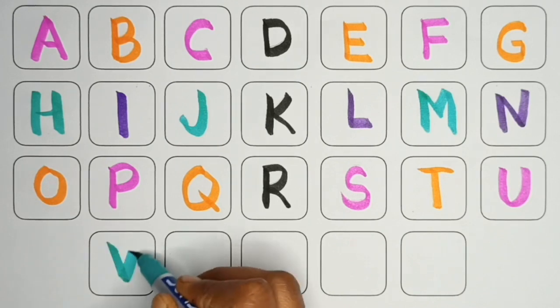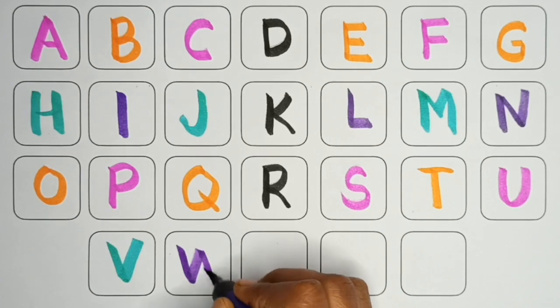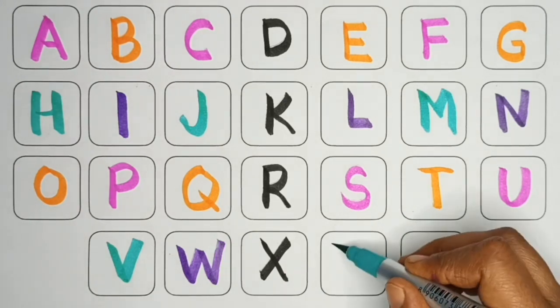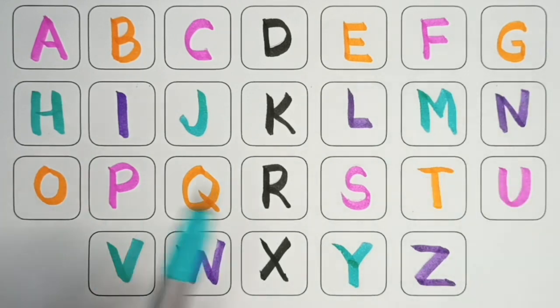V, V for van. W, W for watch. X, X for xylophone. Y, Y for yak. Z, Z for zebra. Violet, sea green. Thank you.